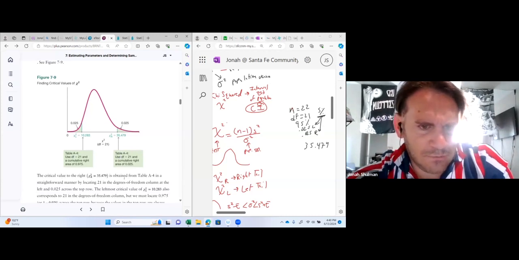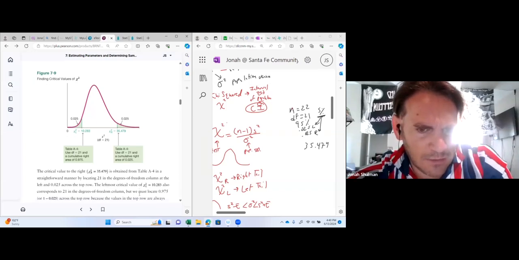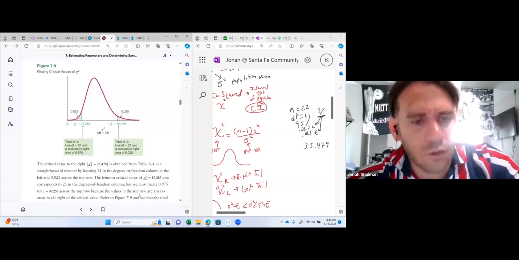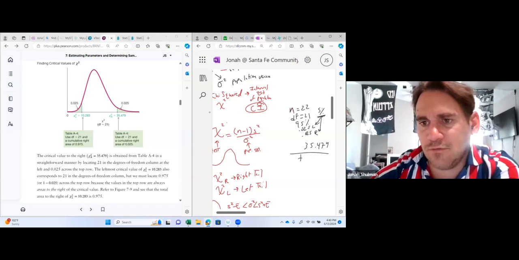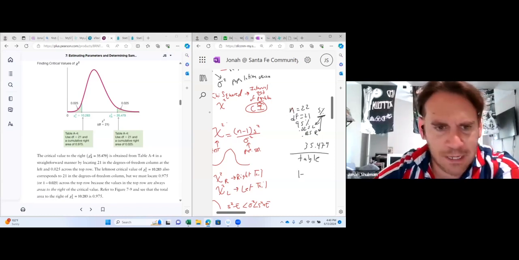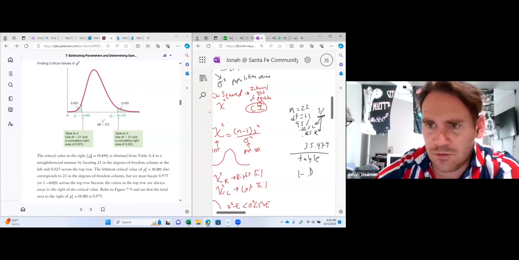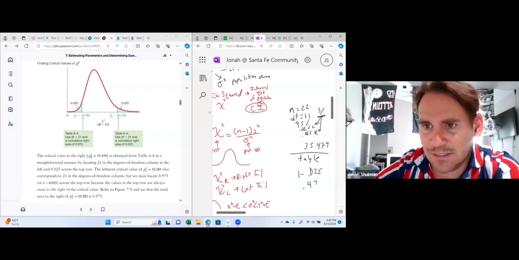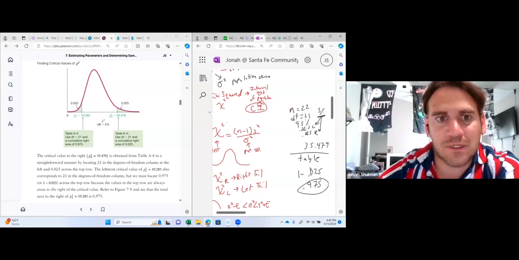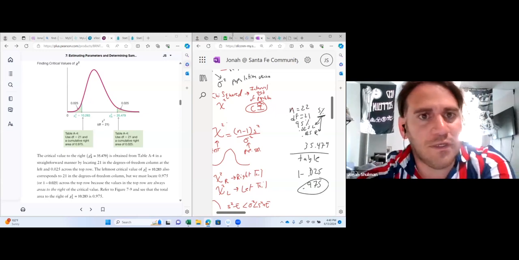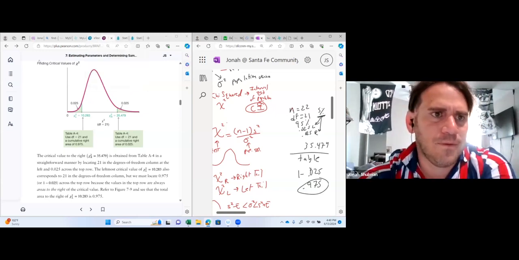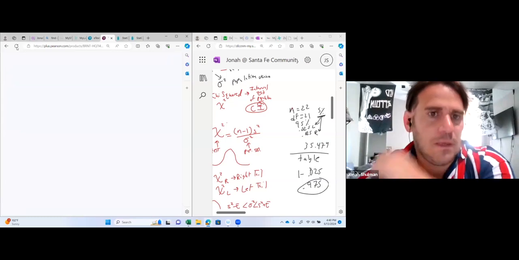The critical value is obtained from the table in a straightforward manner by looking at it. The leftmost critical value also corresponds to an area, but we must locate that. Oh, cool. I got it. So the first half we get right from the table. The second we have to do 1 minus 0.025 for the other side. So that's going to be 0.975 on the same table. Because if this is 0.025, the other way is going to be 0.975 in opposite. Which makes total sense.